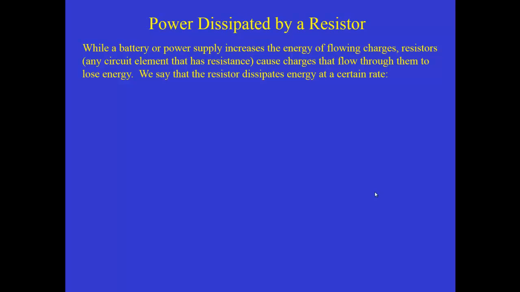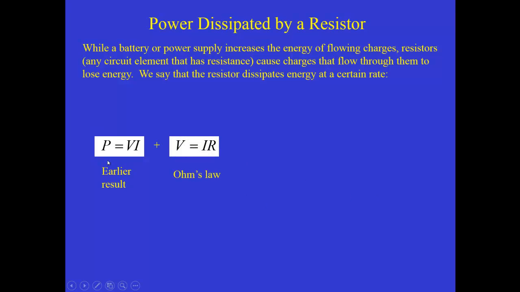This also holds true for a resistor, but for a resistor we can take that result and use Ohm's law, if Ohm's law applies, to express the power in two slightly different ways that might be more useful if we're looking at the properties of the resistor alone. So if you substitute V equals IR into the expression for power, you get I squared R.